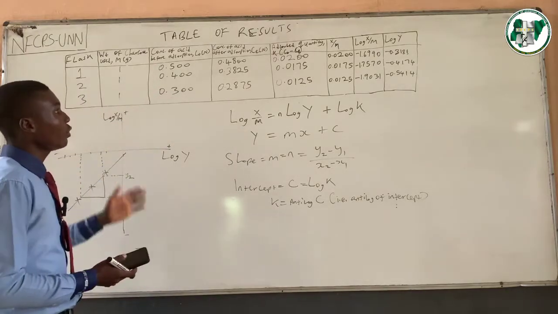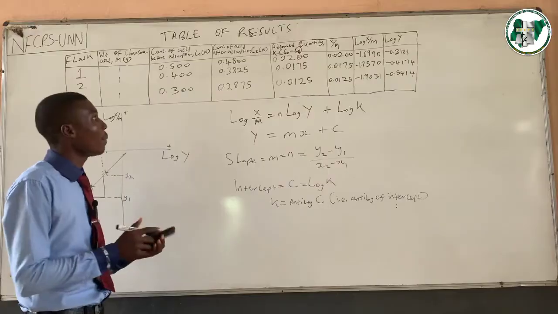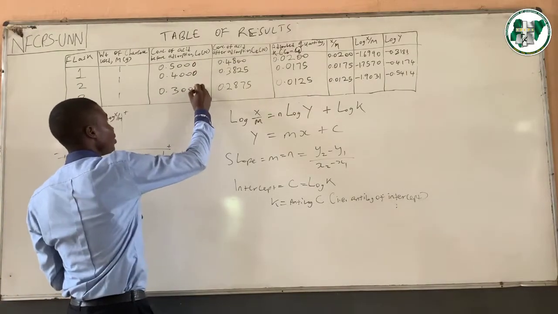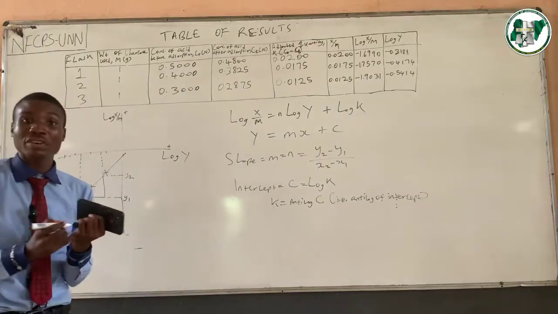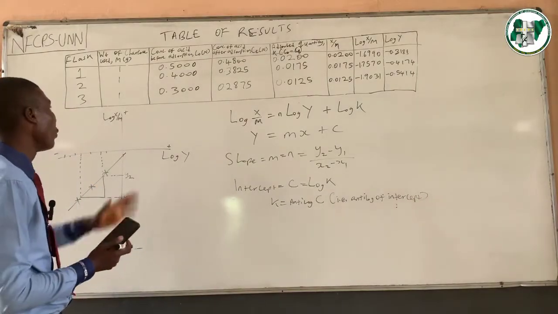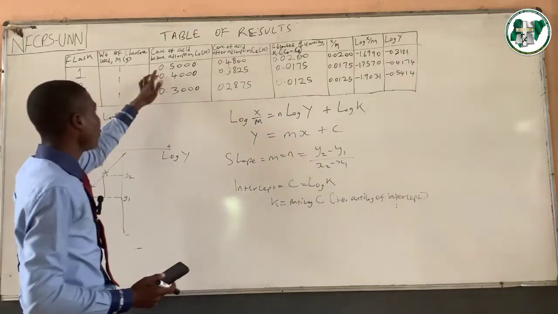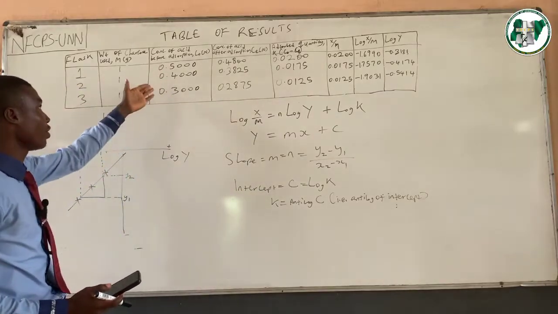Now, you must have already noticed that the number of decimal places we are using is consistent. So we're going to make this 4. You can leave it as 3 decimal places, that is also very fine. But for consistency purposes, we are using 4 decimal places across the table. So we have 0.5, 0.4, 0.3.